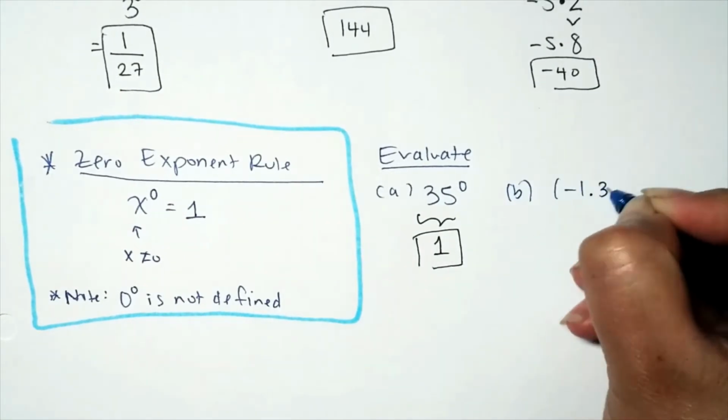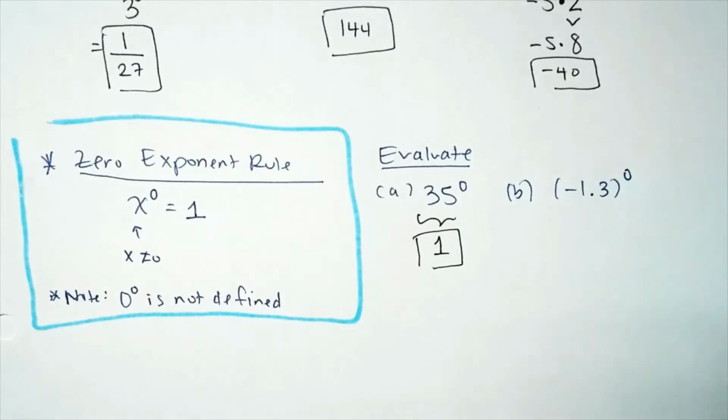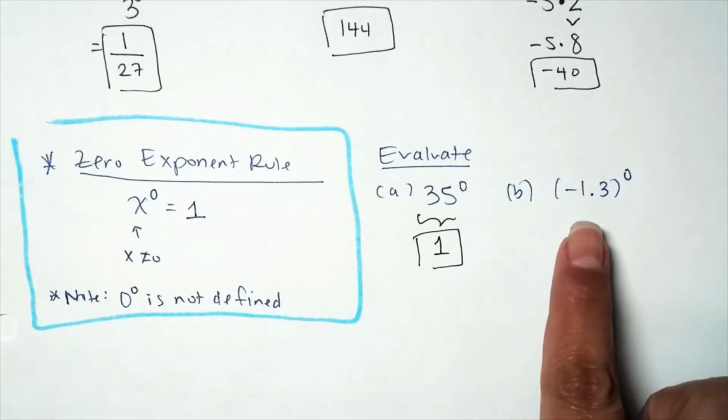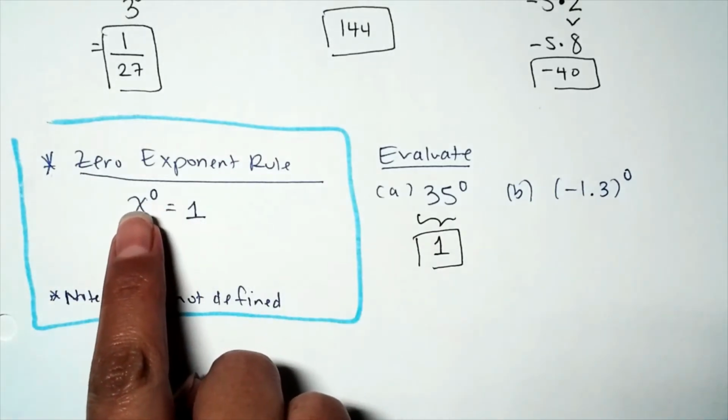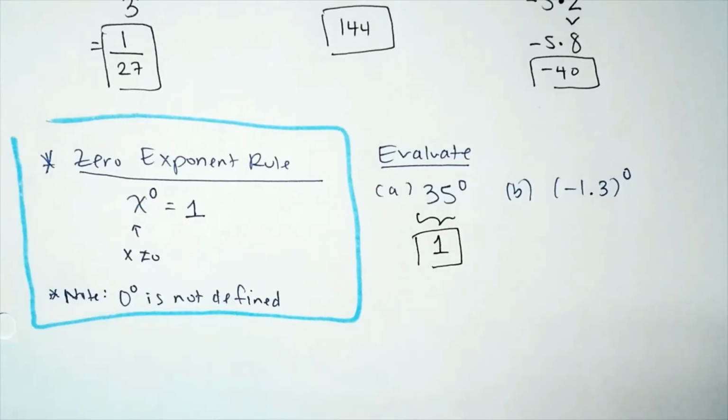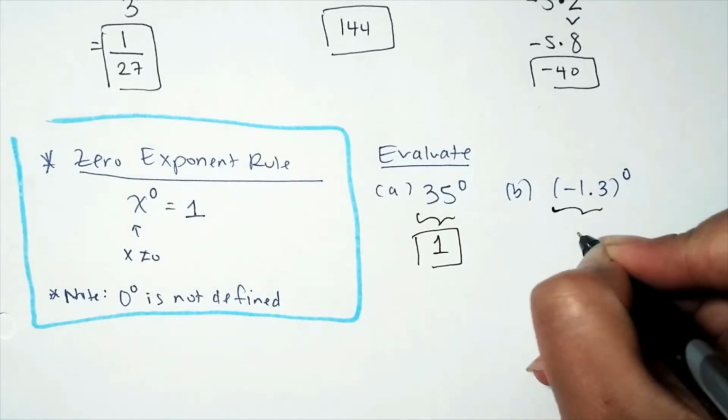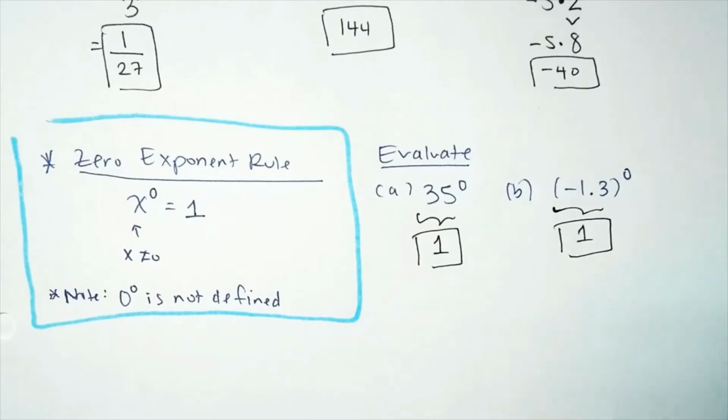What if we have negative 1.3 raised to the 0 power? We have some factor being raised to the 0 power. It doesn't matter what the base is. If you raise it to the 0 power, the answer is always positive 1. Never negative 1.